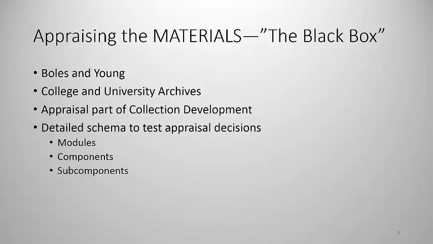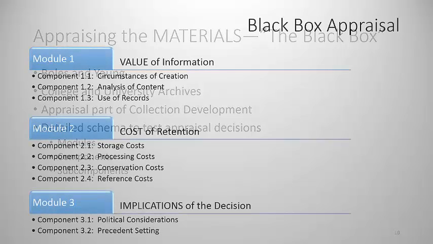Bowles and Young created an outline-like schema that they broke into modules, components, and subcomponents that contained all kinds of things to consider. What they really tried to do was to look at a hierarchy of components to think about when you were making an archival decision. And they went beyond merely the condition of the records themselves. They went beyond Schellenberg.